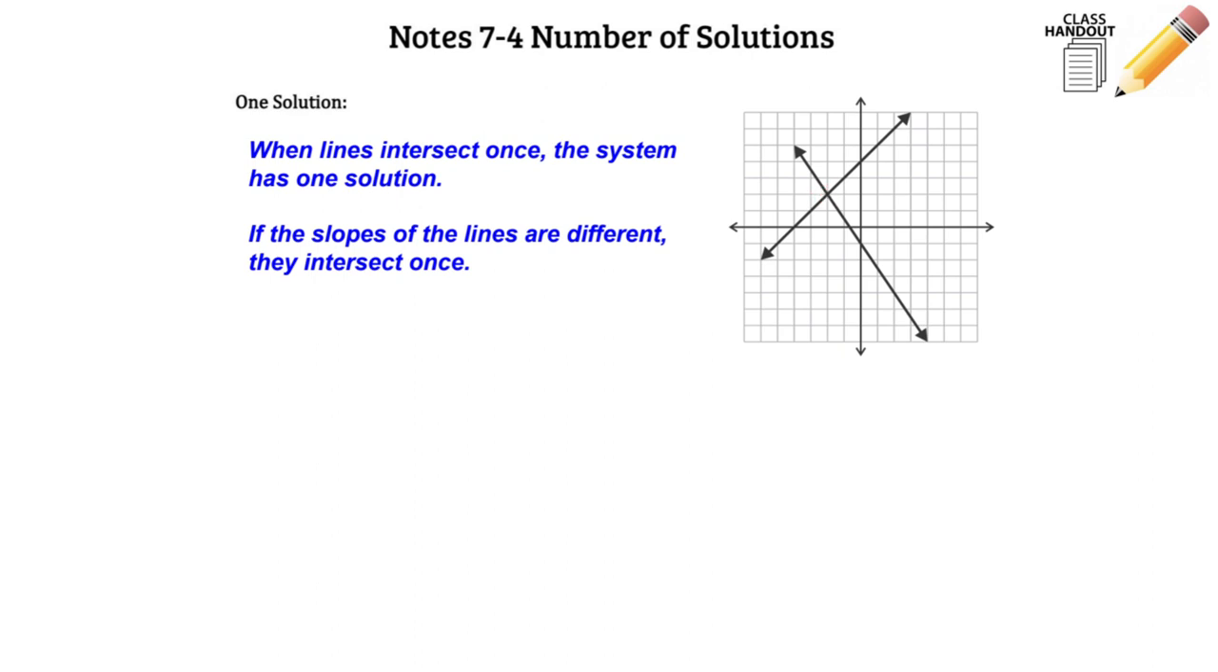If we're looking at just the equations of the lines, you can tell that a system has one solution if the slopes of the lines are different, then they intersect once. So as long as the slopes are different, they're going to intersect once. So they would have one solution.